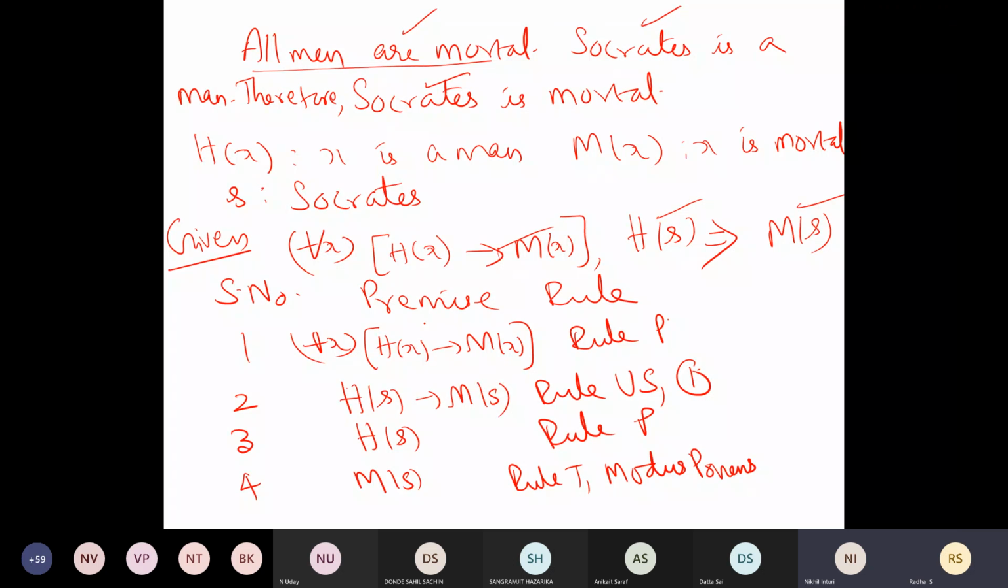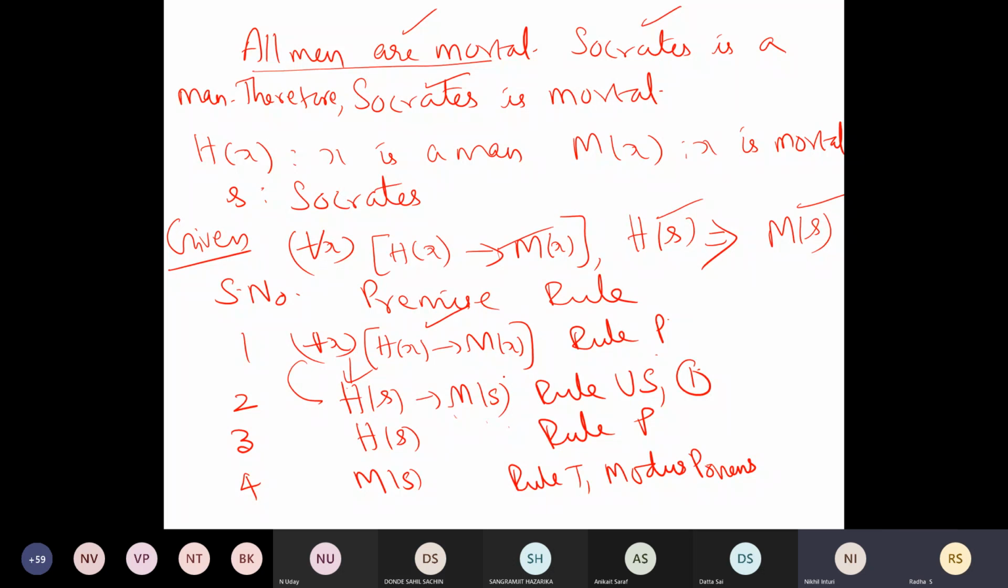So first I'm introducing this: for all x, h of x tends to m of x. From here to here, if you move, what is that called? Whenever x is a human or x is a man, then he is mortal. So shall I conclude h of s tends to m of s? When Socrates is a man, then he is mortal. Correct?